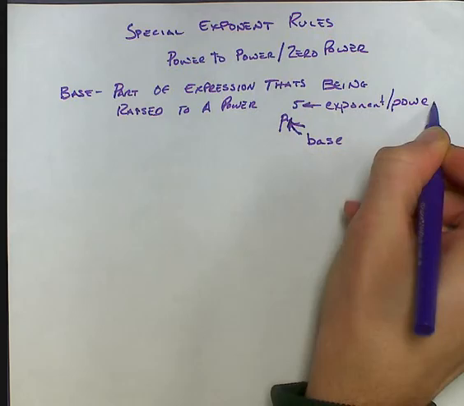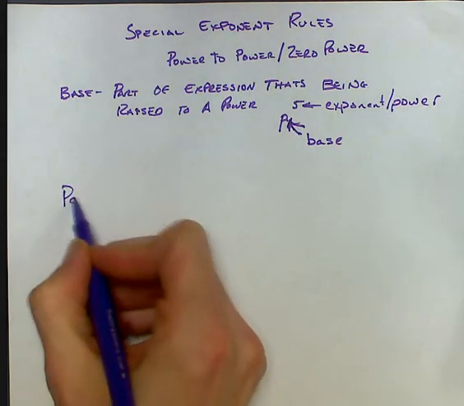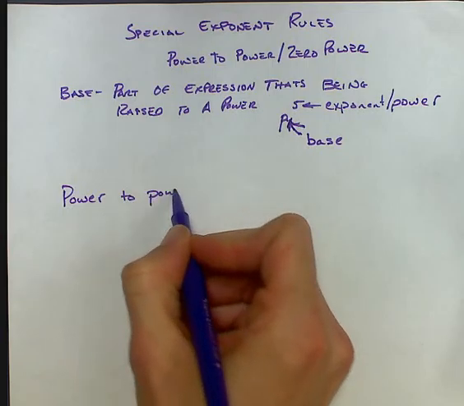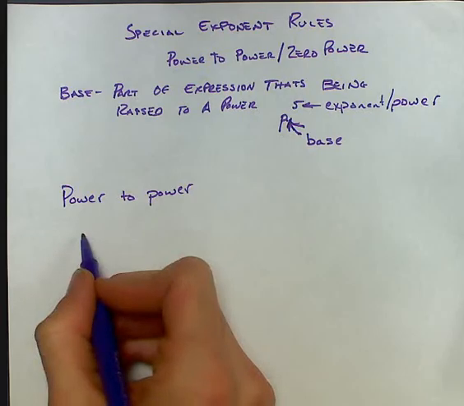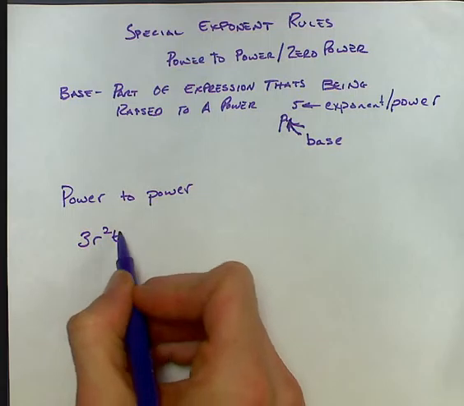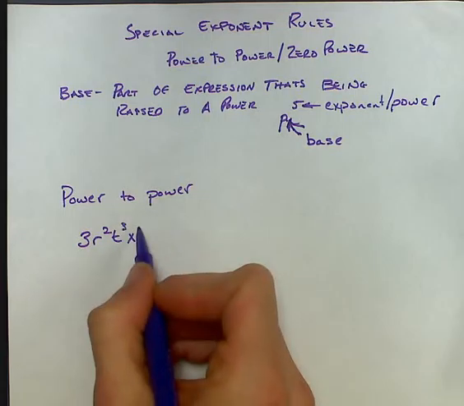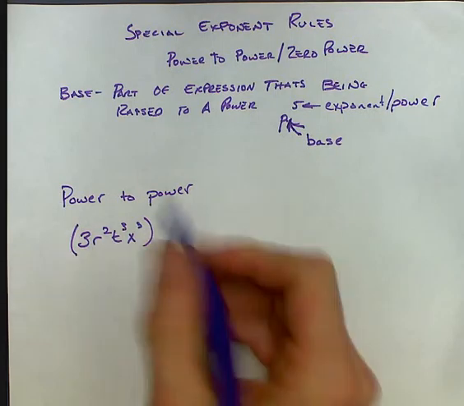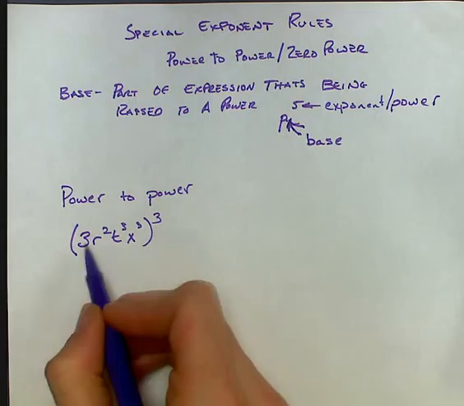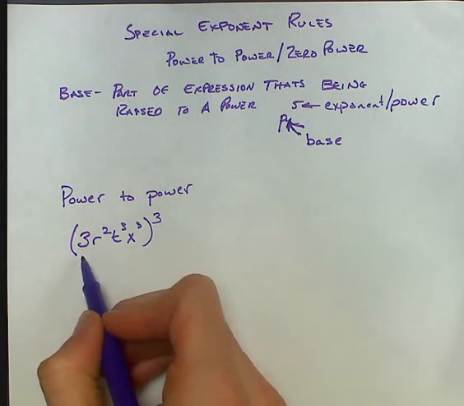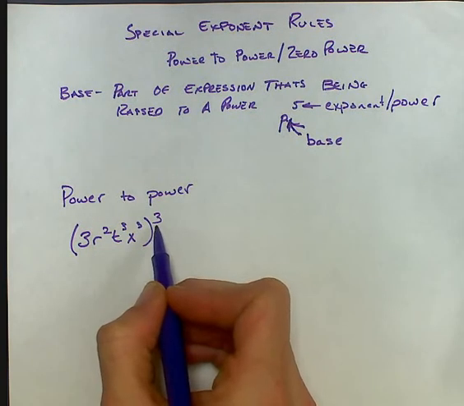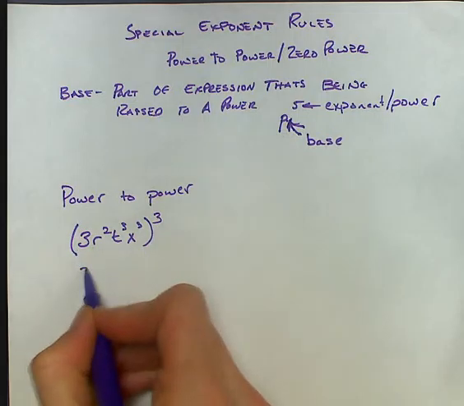Now, if we're raising something from a power to a power, let's take, for example, 3r squared t cubed x to the third, and we want to raise it to, let's say, the third power. What I'm going to do, I always treat my coefficient. Remember, coefficient from yesterday was just the number in front of all of my variables. I always treat my coefficient like it's a number. So I would take 3 and have 3 to the third power.